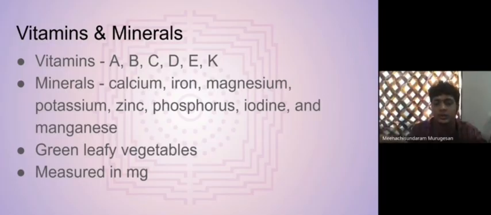Magnesium, potassium, zinc, and phosphorus are all required for your immunity and for hormone production. Iodine is required for your thyroid gland for producing the hormones, etc. Green leafy vegetables: as I said, all these vitamins are found in very specific vegetables also, but all of these vitamins are present in all the green leafy vegetables in specific quantities. So when you start eating a variety of green leafy vegetables, here and there you will definitely meet the necessary amount of vitamins which your body requires. And since vitamins and minerals are micronutrients and our body requires only this much, it is measured in mg, that is, in milligrams.